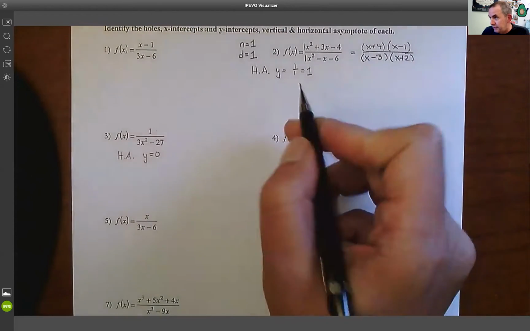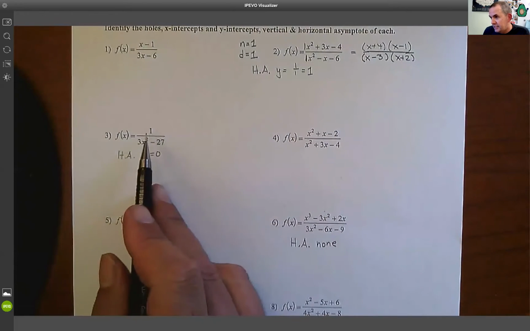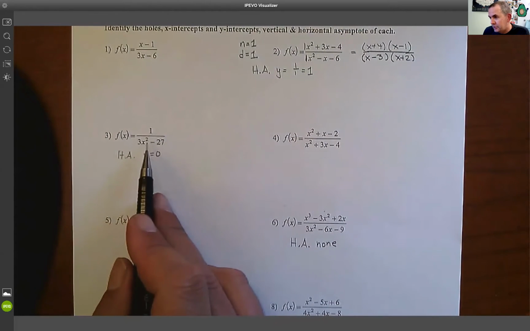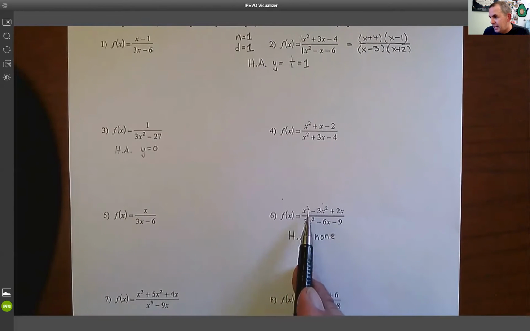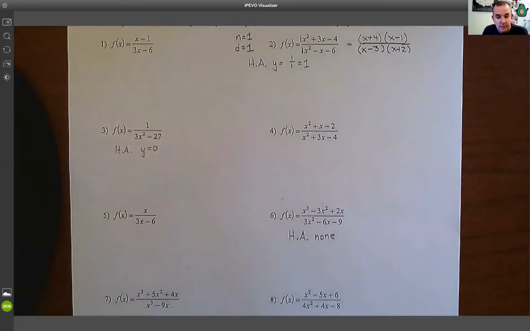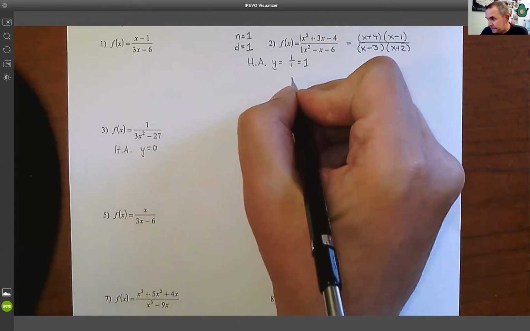So again, the rules. If the degrees are the same, it's the ratio of the two. If the top is smaller than the bottom's degree, it is y equals 0. And if the top is larger than the bottom, the horizontal asymptote is none. I'm going to put a picture up online so you can see these rules. So that's our horizontal asymptote.